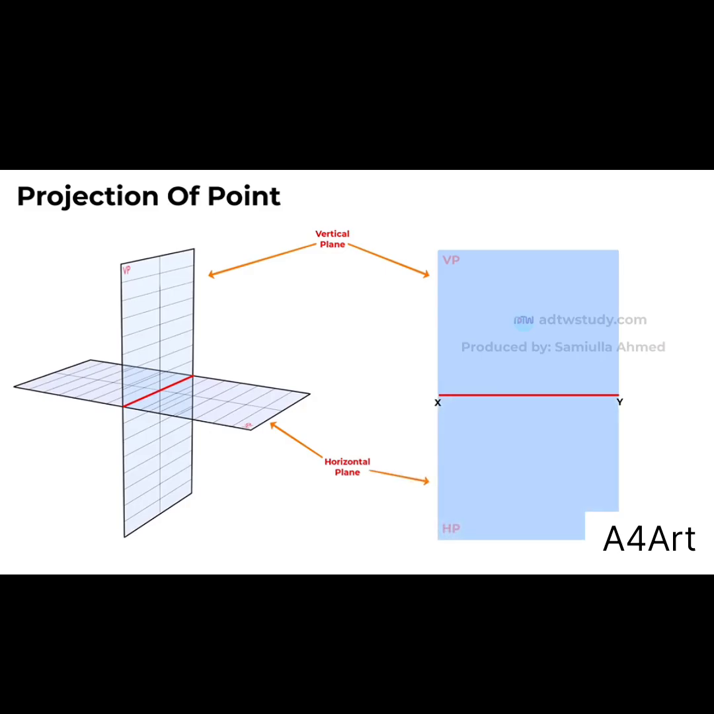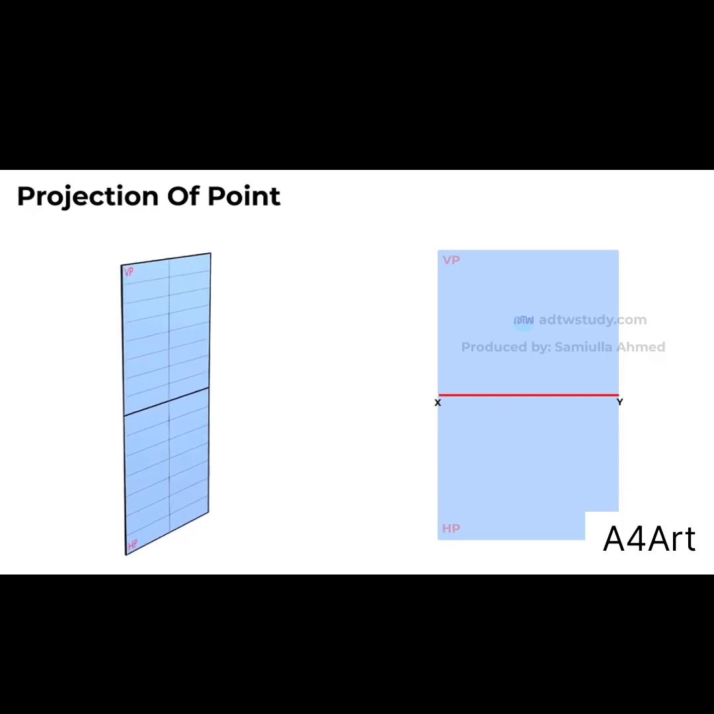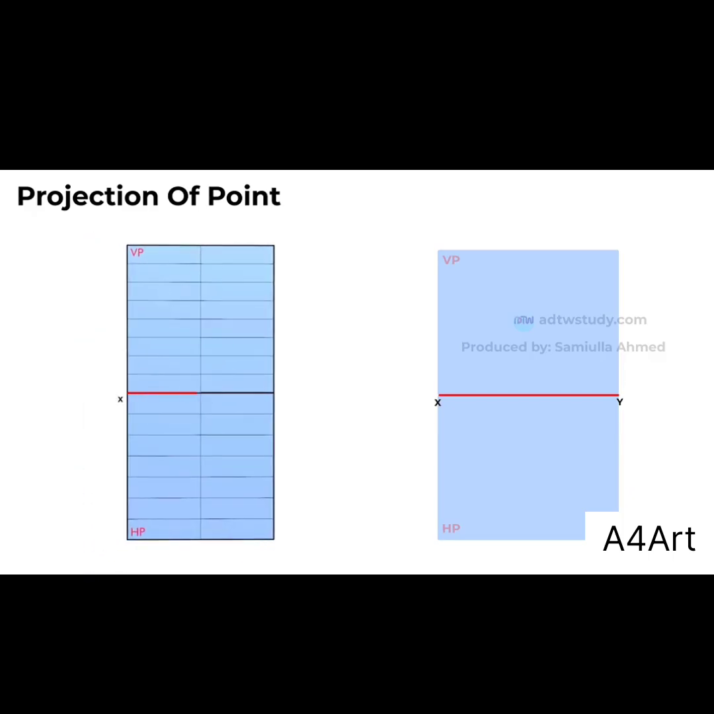This representation stems from the fact that, to portray views of an object situated in a quadrant, the horizontal plane undergoes a 90-degree clockwise rotation. Consequently, after the rotation, the horizontal plane takes on a new orientation. In this context, the vertical plane is the region above the XY line, and the horizontal plane is the area below the XY line.